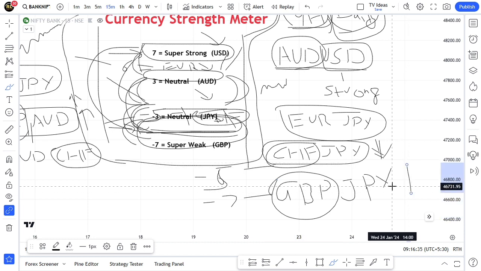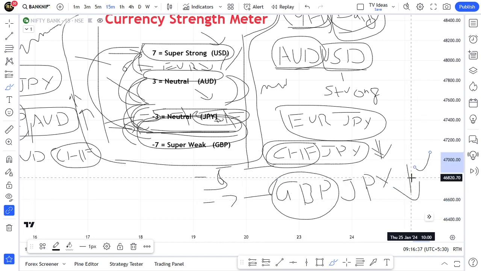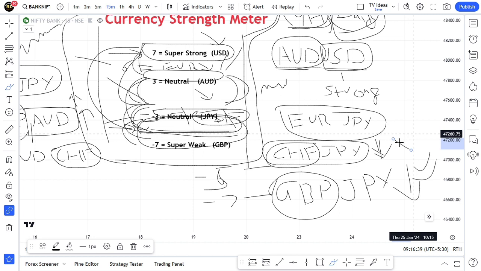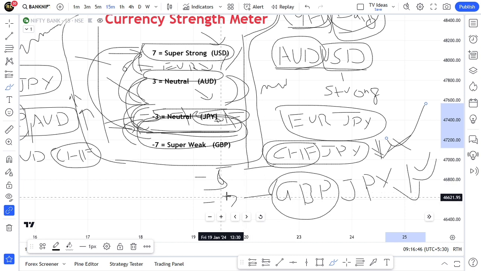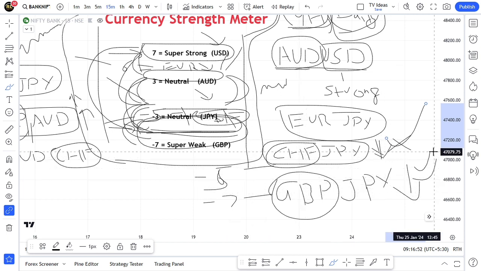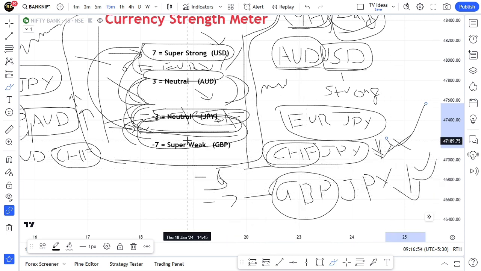So GBP JPY will be more favorable compared to CHF JPY. It is also favorable, but it will be more favorable because it has a greater number. It is super weak compared to CHF, so it will be more favorable compared to this one.